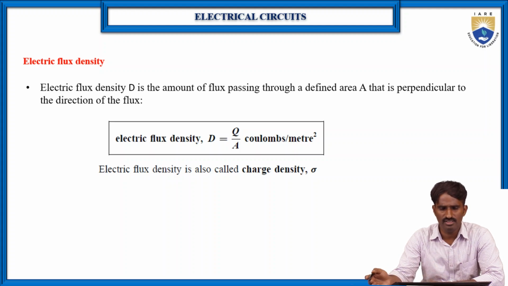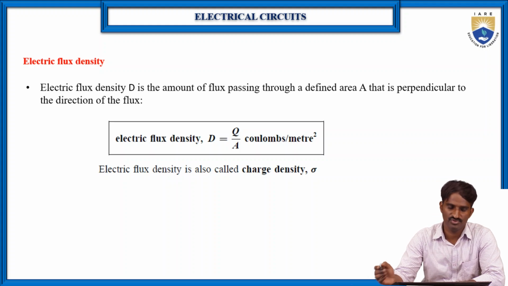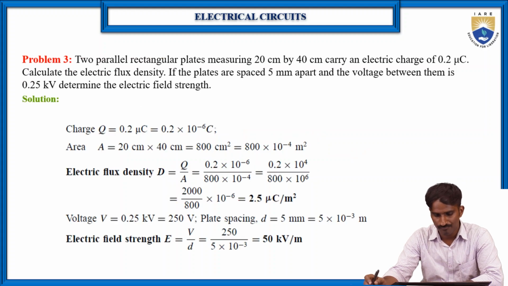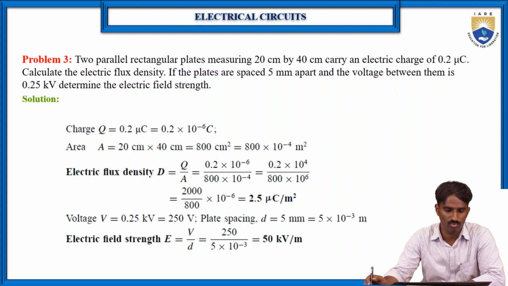And in R simply the electric flux density here we can represent as D is equal to Q by A, and the units are, because here the Q unit is coulombs and A unit is meter square, coulombs per meter square, right? Sometimes the electric flux density is also called the charge density. Sometimes we usually represent it with the rho symbol also. So based on that we are going to solve some more problems.